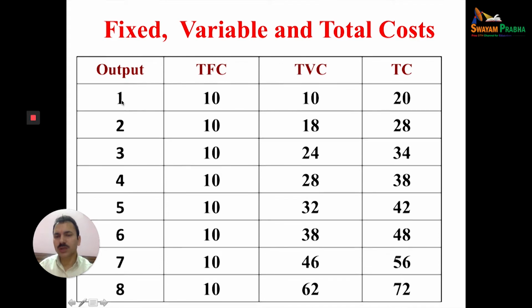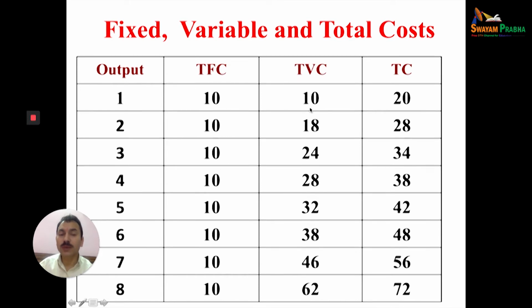Whether output is 1, fixed cost is 10, or you are producing 8 units of the product, even then the total cost is 10. So it will not vary with the increase or decrease of output.